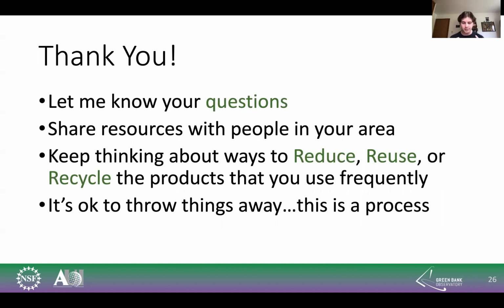And the big caveat is with all of this, this isn't a mandate. These aren't things that you must perfect in your lifetime. It's just a process about getting better and trying to think more carefully about the materials that you're using and where they are going to end up.